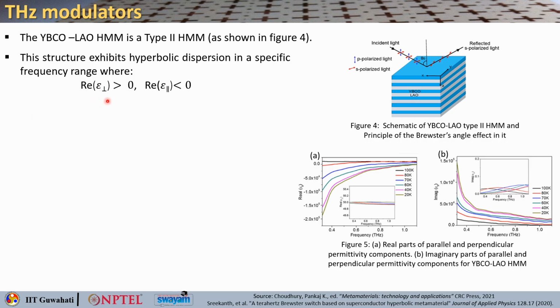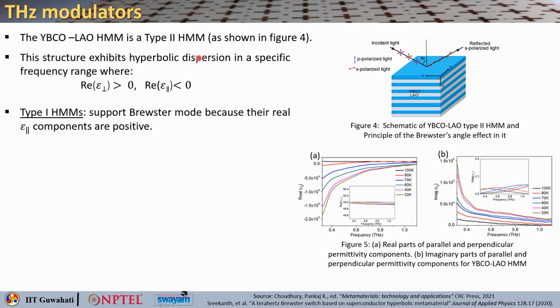So, you have the perpendicular one positive and the parallel one negative, that is why it is type 2. You can see unpolarized light incident on this HMM splits into S and P polarization, and the reflected lights are also S and P polarized. Similarly, the refracted ones will also be.